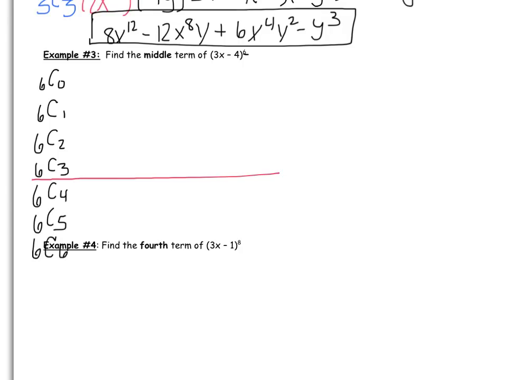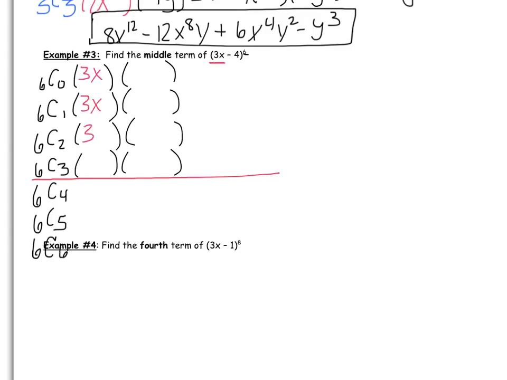But we're not done. We didn't finish setting it up. Remember, this is the first term that goes in the first set of parentheses, and something goes in the second set. So what goes in my first set? You should be saying 3x. And what goes in my second, you should be saying negative 4. Okay, powers now. Remember, this power always starts with the power out here. So this is 6, and then we go down. 5, 4, 3. And this would be 0, 1, 2, 3. So all I care about is this term.